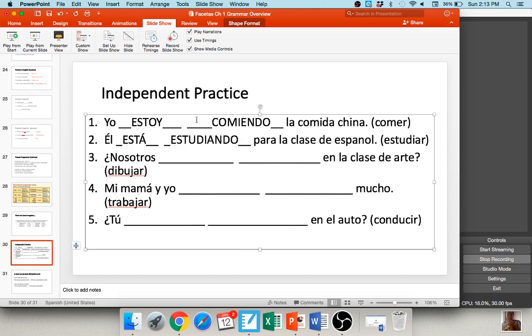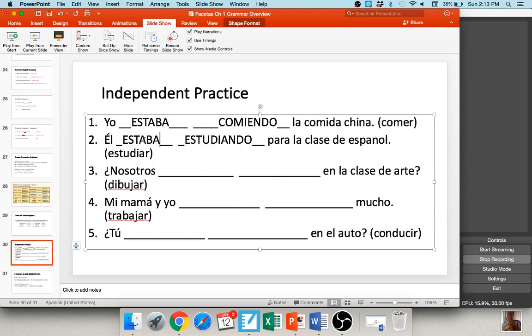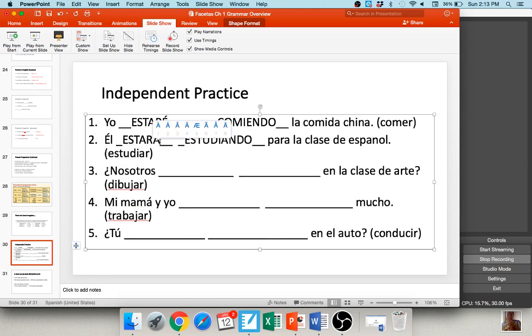Now, if we want to say that I was eating Chinese in the past, we would say estaba comiendo. If we want to say that he was studying in the past, we would say él estaba estudiando. If we want to say that I will eat Chinese food in the future, or I will be eating, yo estaré comiendo comida china. He will be studying for Spanish class. Él estará estudiando para la clase de español.